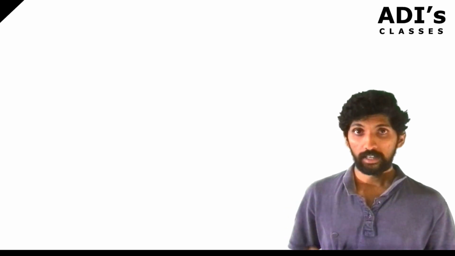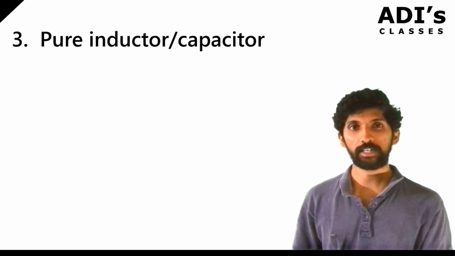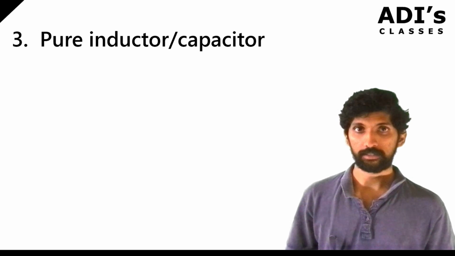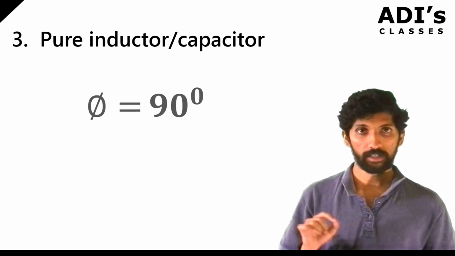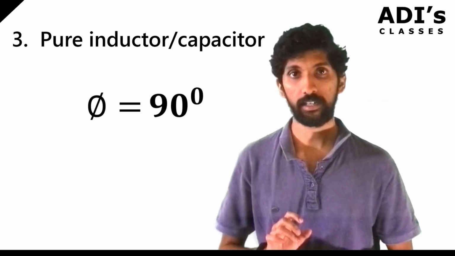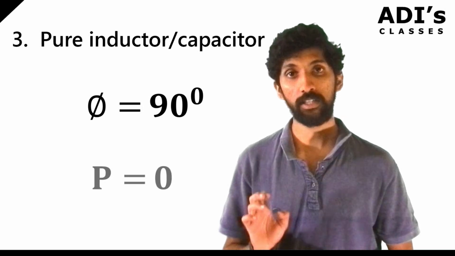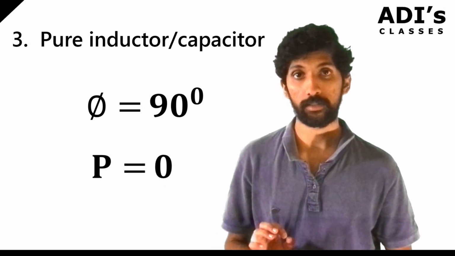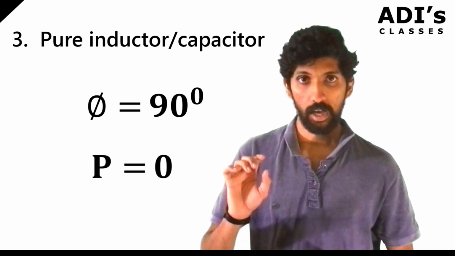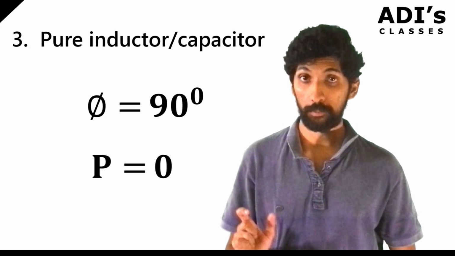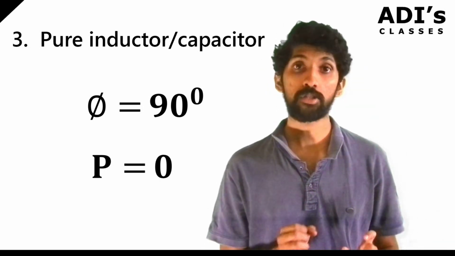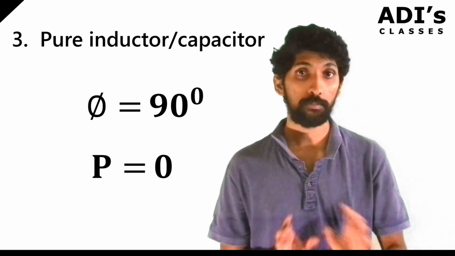Now case 3 is, suppose we connect just an inductor or just a capacitor. Now here the phi value is 90, correct? Now cos 90 is what? 0. So there is no power. That means a pure inductor or a pure capacitor draws no power. So there is no power.